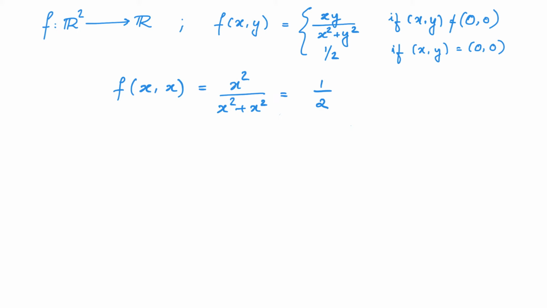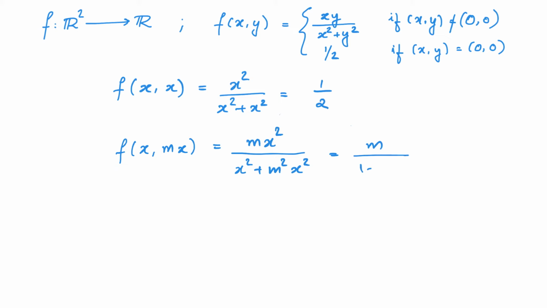In fact, it can be observed that as you approach the point (0, 0) along a line of slope m, you get different values depending on the slope. For instance, the value of the function f at (x, mx) is equal to x into mx, which is equal to m x square divided by x square plus m square x square, which is equal to m by 1 plus m square. And this idea of approaching the origin along different lines is often useful in proving that a given function is not continuous.